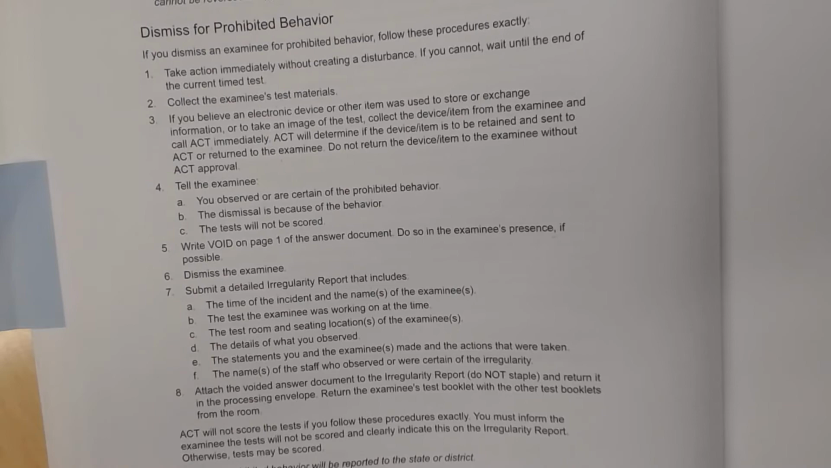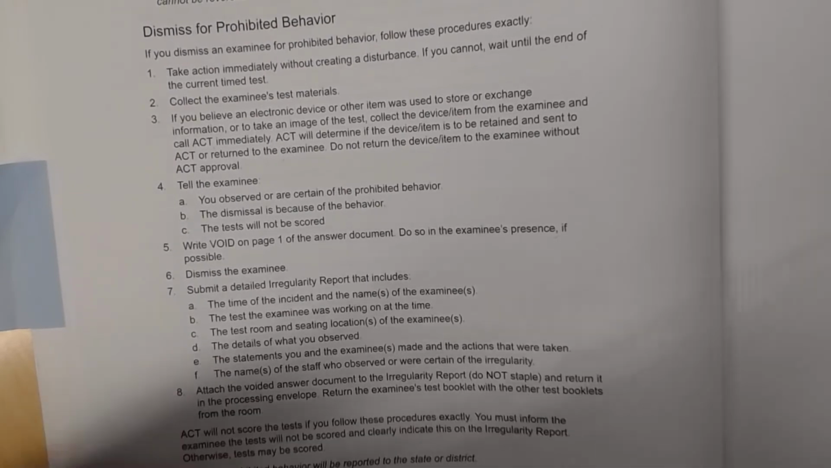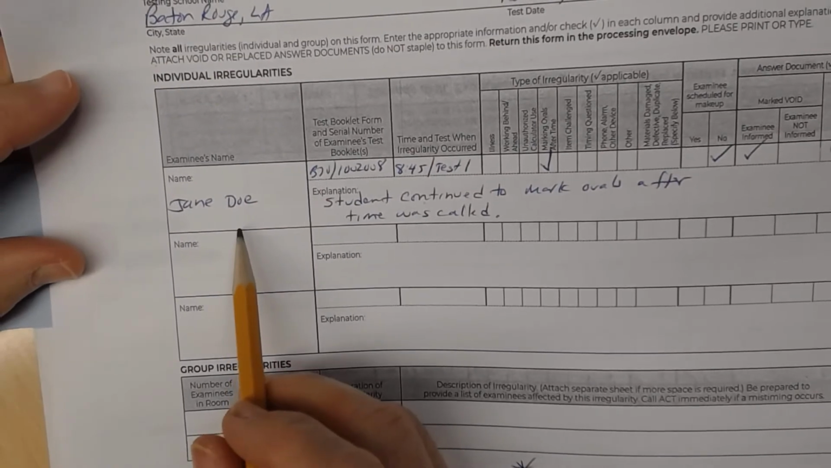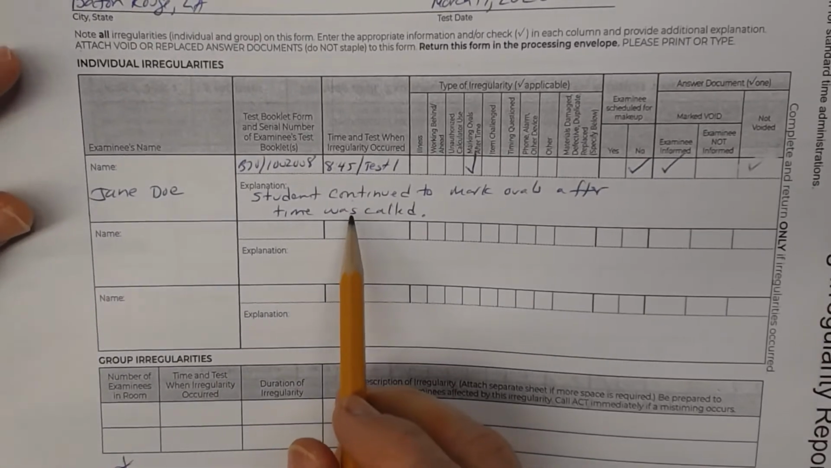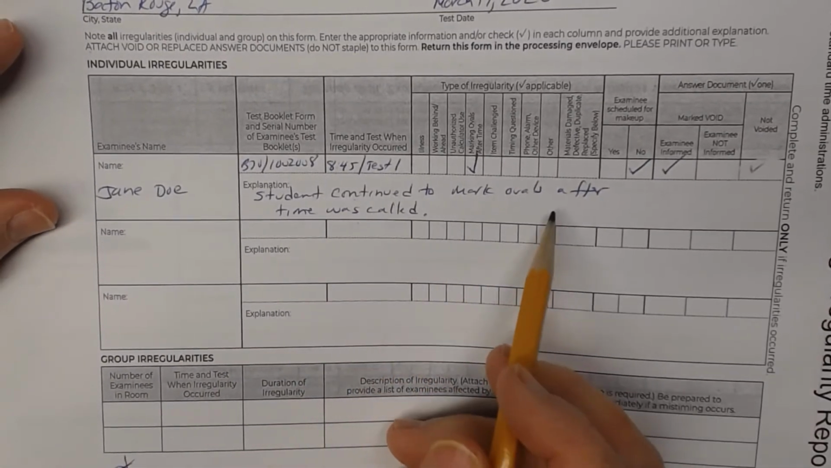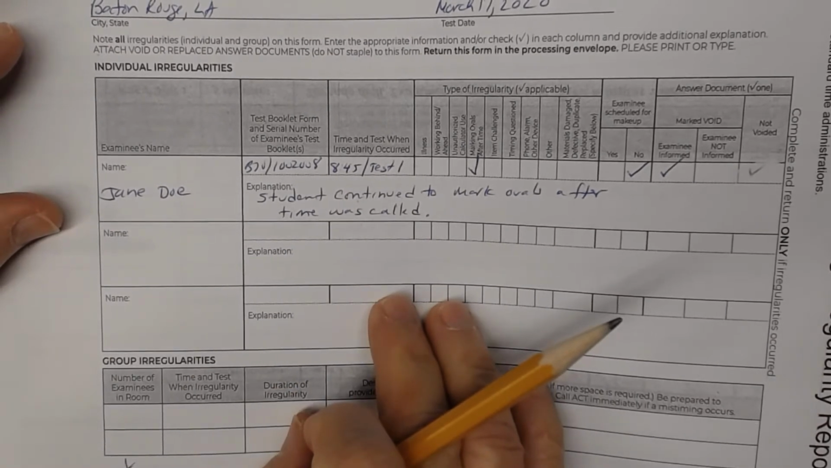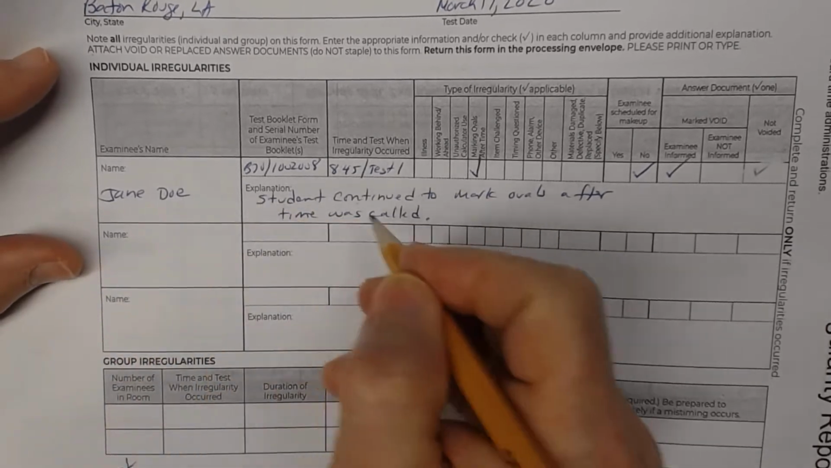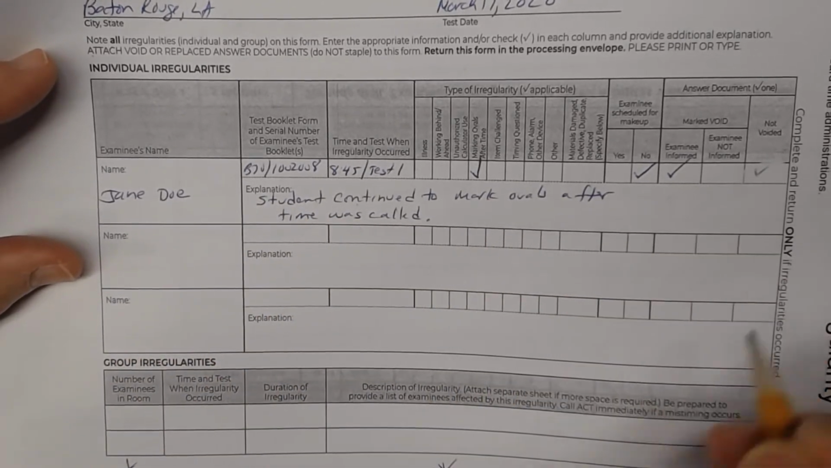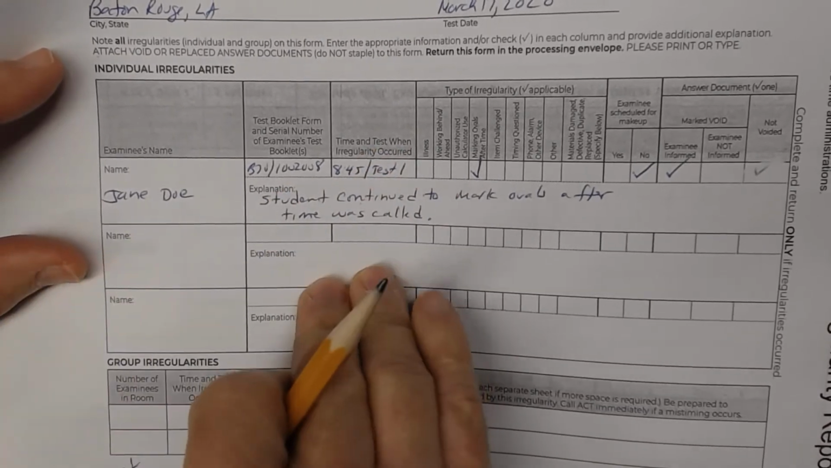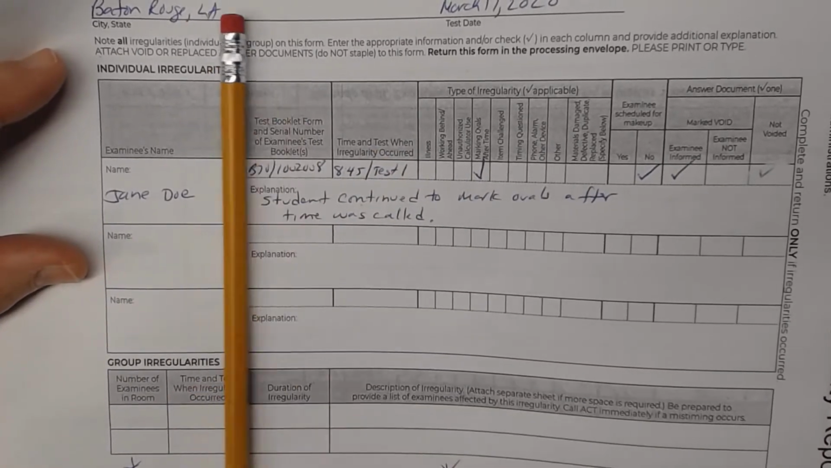All right, now let's talk about that. So let's suppose that Jane Doe continued to mark item ovals after time was called. So you call time, and the student was still filling in ovals. All right, now remember, that's prohibited behavior. Once time is called, they have to stop. Pencils have to be put down.